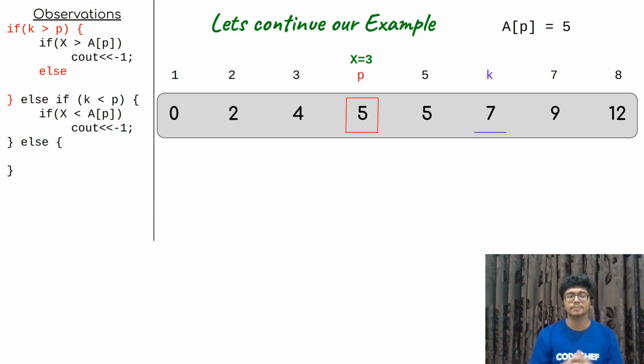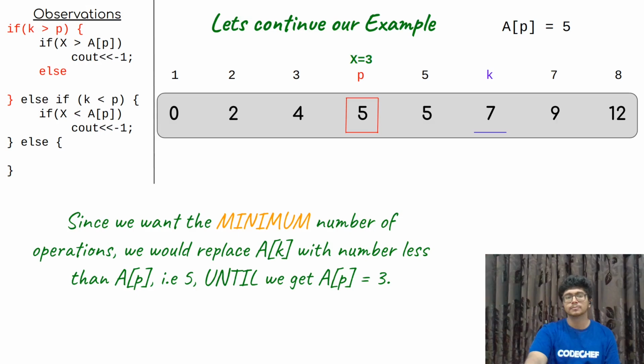Okay, now let's continue with the very first example. Let's move on to the very first case where k is greater than p, when k comes after p. So this is the very same example, right? Now let us move on to the else part of it. Let's suppose that the value of x is less than a of p. We have looked at x greater than a of p, we will be printing -1. Let's look at if the value of x is less than a of p.